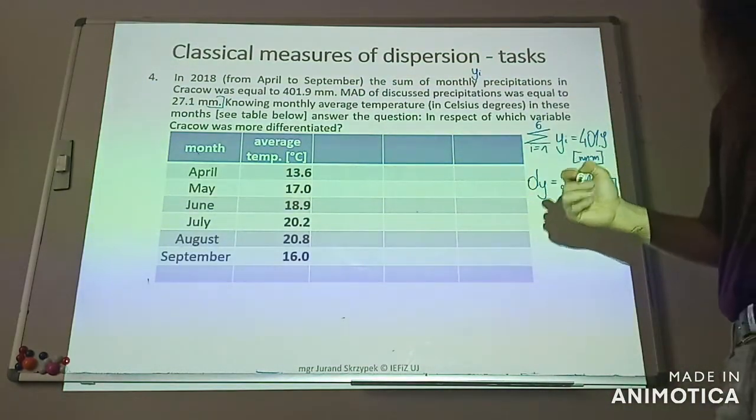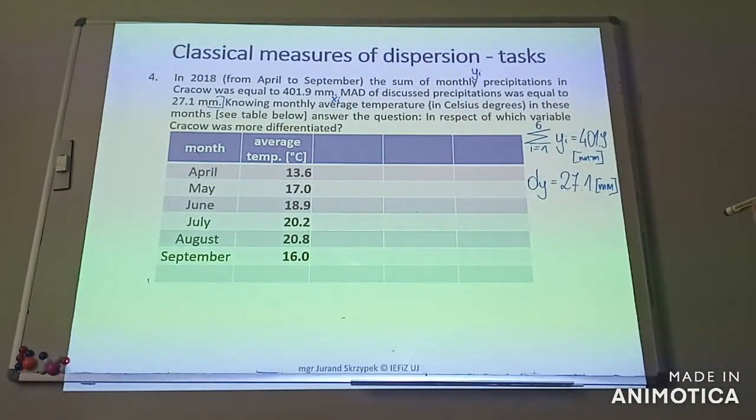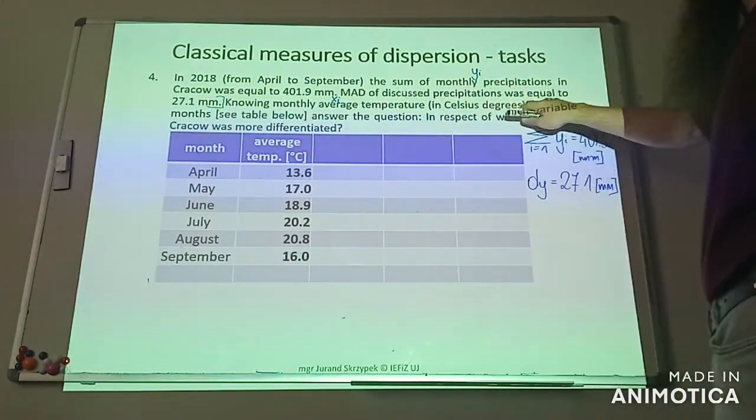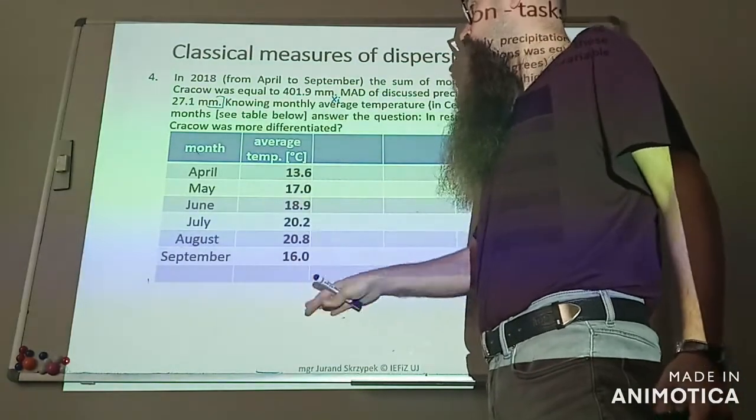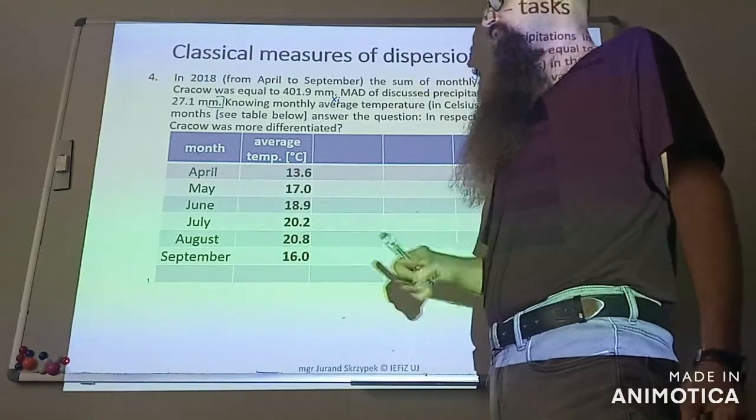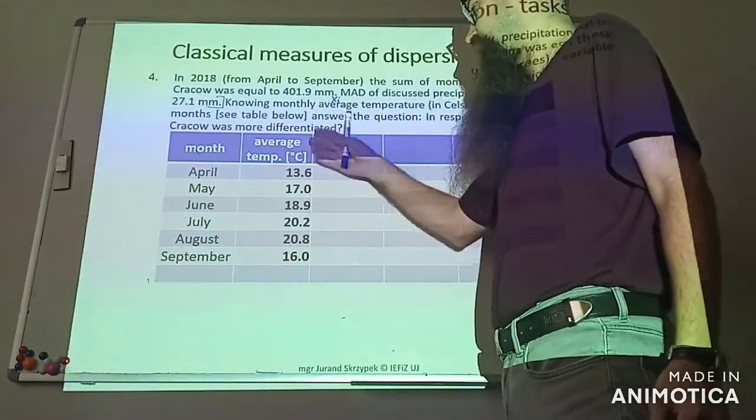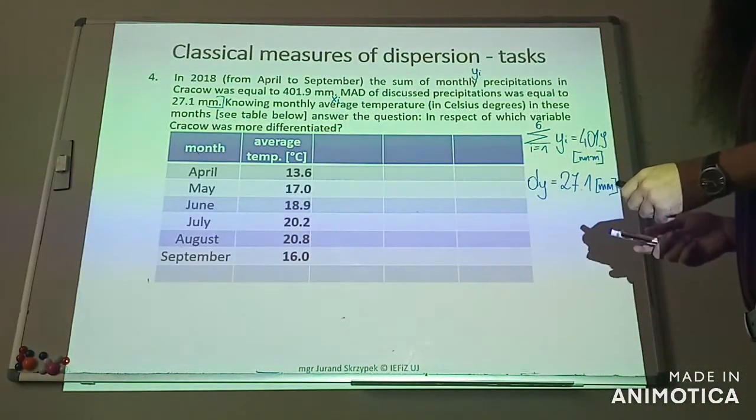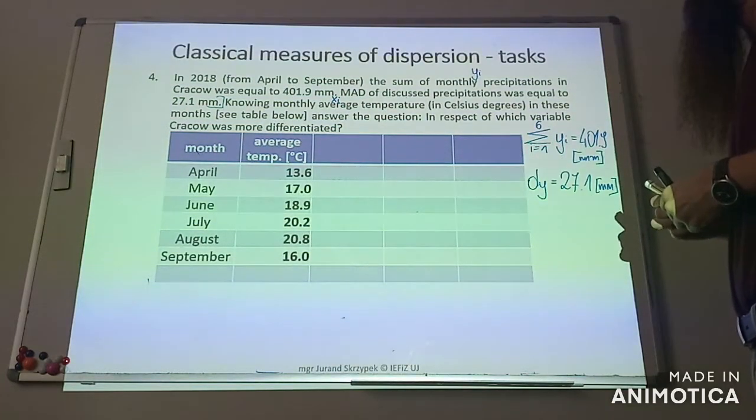It's another variable. Let's name it using the symbol xi. We know the monthly average temperature in Celsius degrees in these months, see the table below. So here we have detailed information about the values of the other variable. Please answer the question: in respect of which variable is Krakow more differentiated?